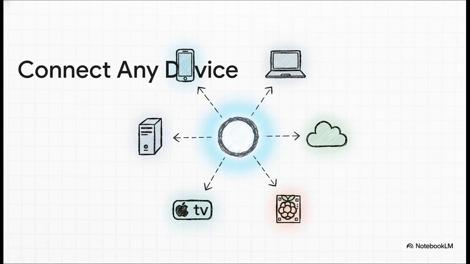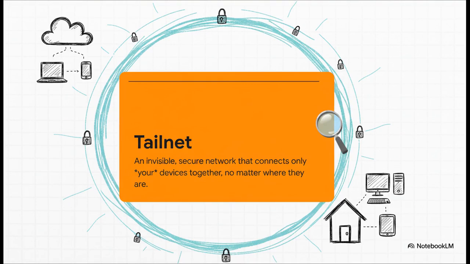And when I say every device, I mean pretty much all of them. Your iPhone, your Mac laptop, that Windows desktop at home, a Linux server you're running in the cloud. You can even add things like a Raspberry Pi or an Apple TV. They can all join the same private network. And that right there, that's a tailnet. It's basically an invisible, secure layer that sits on top of the internet and connects only your stuff. It doesn't matter if one device is at a coffee shop and another is at home. As far as Tailscale is concerned, they're all in the same virtual room.